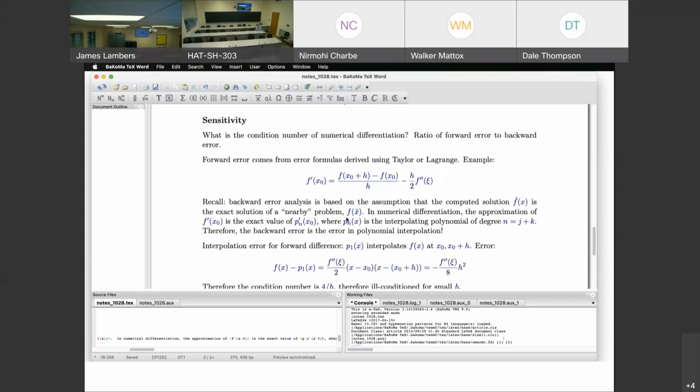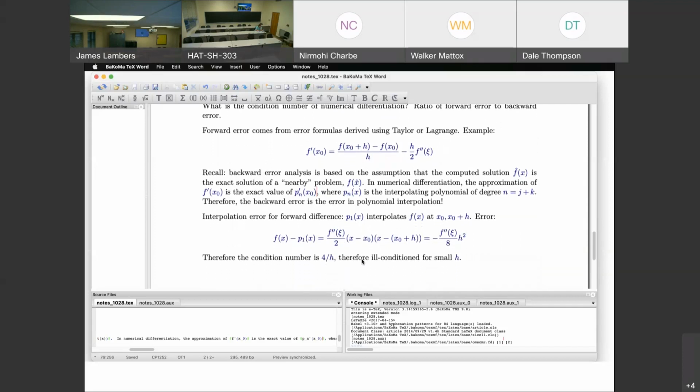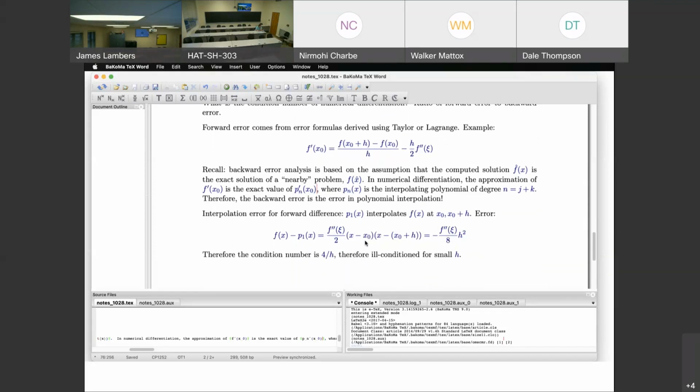So, if we return to this example of a forward difference, all we're doing here is we're interpolating f at x naught and x naught plus h. We're using a linear interpolating polynomial, P1 of x. So now what I do is compute the interpolation error.